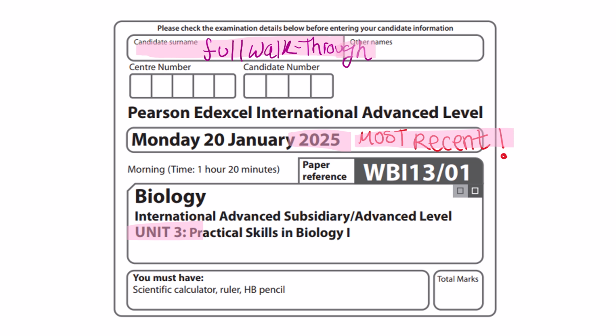Hello, this is the most recent paper for Unit 3. It is Monday, 20th of January, 2025, and this is going to be a full walkthrough.